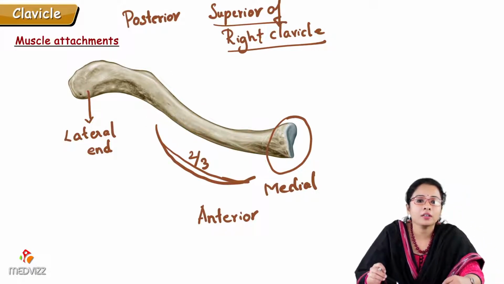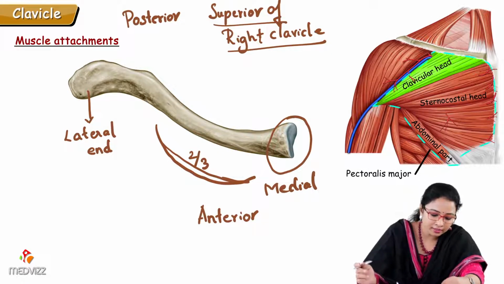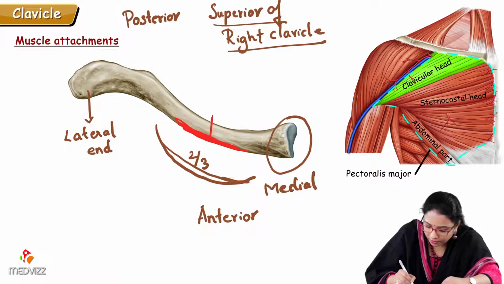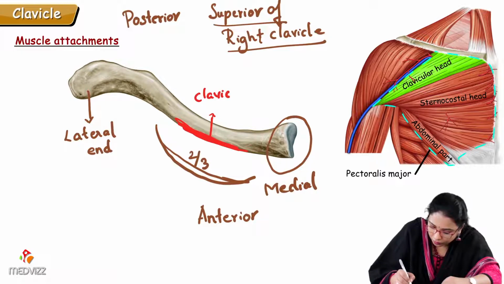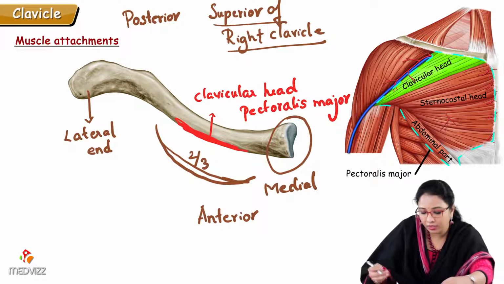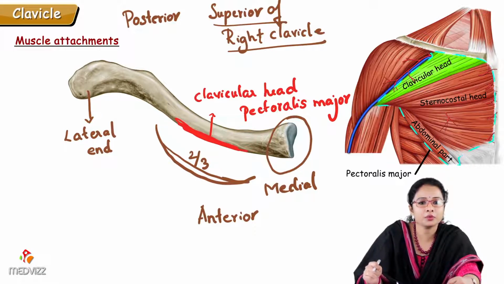Okay, let's talk about the muscle attachments. We know medial 2/3 anterior surface is convex and provides attachment to the clavicular head of pectoralis major, which is a chest muscle. And it has got the clavicular head and sternal head. So the clavicular head of pectoralis major gets origin from the medial 2/3.